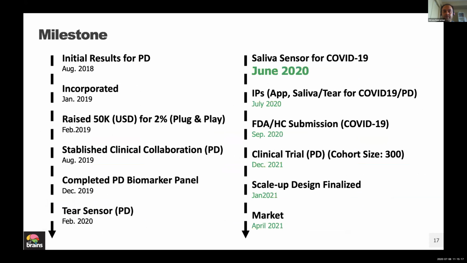Next slide, please. The company was incorporated in early 2019. We've so far raised 50K from a venture capital firm in the US. We have developed an important network and connections with clinicians and with pharma companies like Roche and Bayer. We are in the CDL program right now, and we have the objective to file an FDA application for our salivary kit for COVID-19 by September.